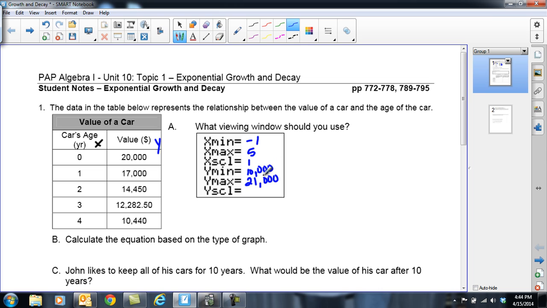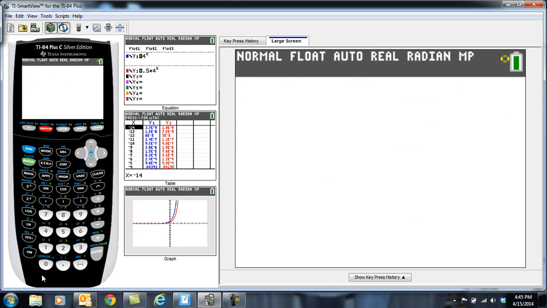And since I'm going from 10,000 to 21,000, I need my scale not to be ones, because I don't want to go 10,000, 10,001, 10,002, all the way up to 21,000. That would take all day. So let's make our y scale 500. That way it goes by 500s instead of by ones to get it. And so we're going to graph that. We're going to type that into our calculator.